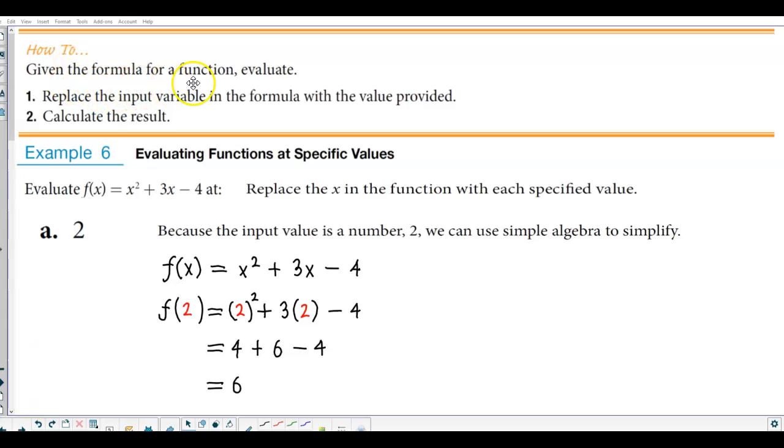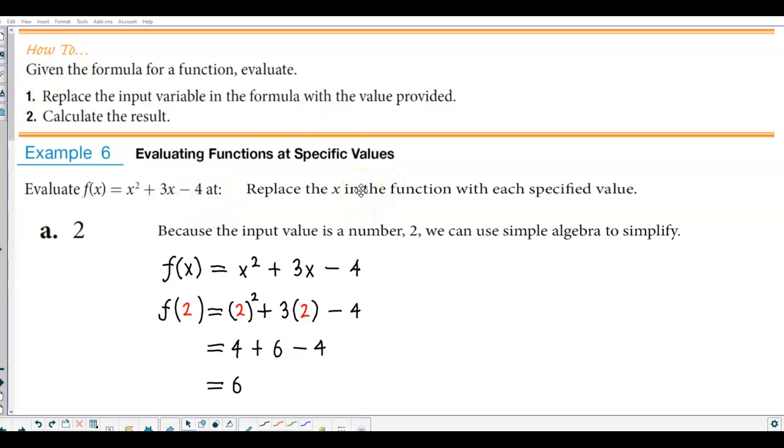Given the formula for a function, we want to evaluate. So step one, we're going to replace the input variable in the formula with the value provided, and then we're going to calculate the result. So for example 6, we're going to be evaluating functions at specific values. We're going to evaluate the function f of x, which is equal to x squared plus 3x minus 4.